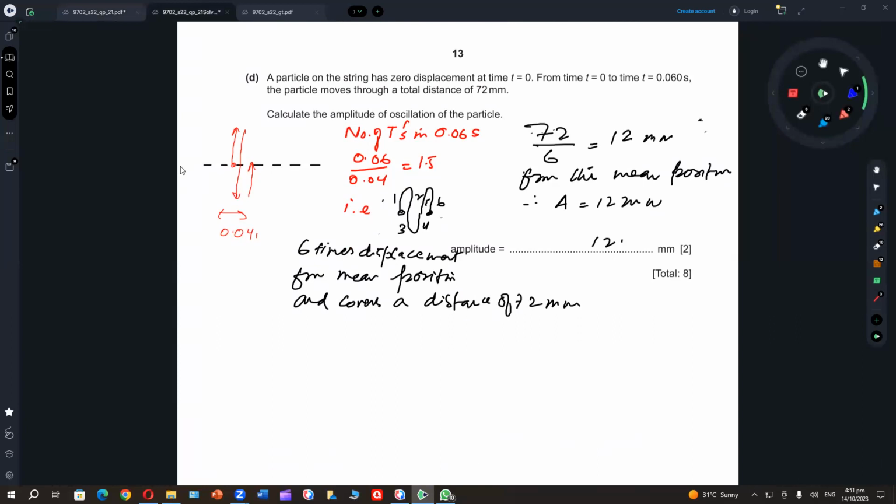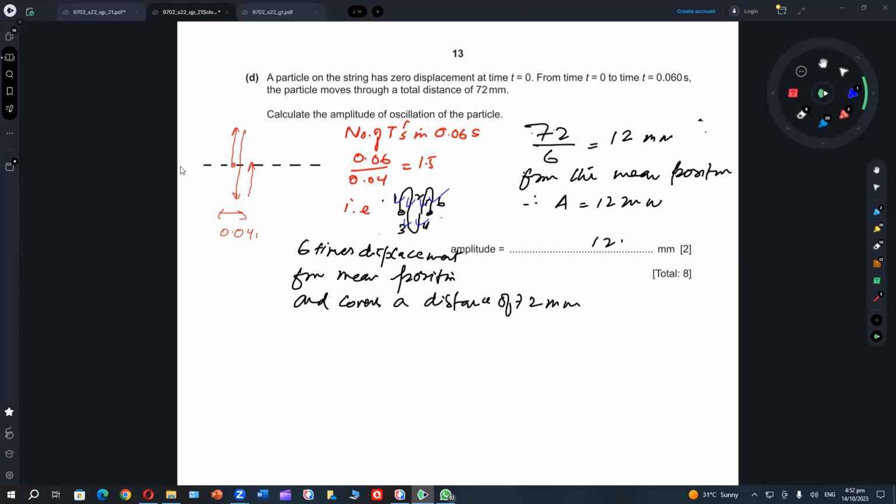Look at this working. Wait, how did we get 6 times displacement? Because if you go up, then it comes down. Look, this is one amplitude, second amplitude, third amplitude, fourth amplitude, fifth amplitude, and sixth amplitude. Amplitude is the distance from the mean position.